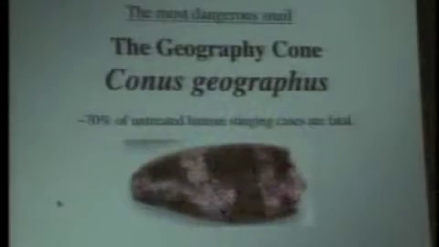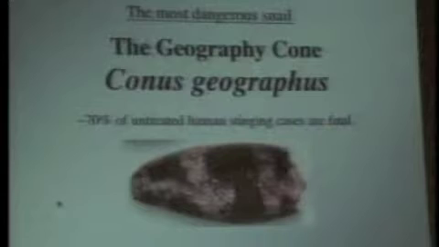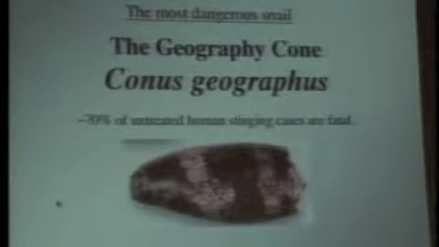The geographic cone, or Conus geographus. And so when we started our studies, our goal was to ask the question, why does this snail, which is 3 or 4 inches long, why is it able to kill people? Okay? So that's a straightforward question, and one that you could approach by biochemistry.